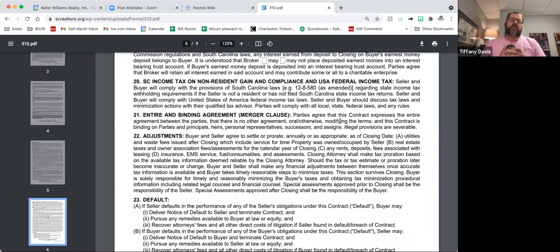Paragraph 22 is the adjustments. Basically says the buyer and seller agree that at the settlement at closing that all adjusted costs will be prorated. The day of the closing belongs to the seller. So anything for taxes, HOAs, utilities that may be already prepaid, lease terms, anything like that will be prorated to the day of closing.